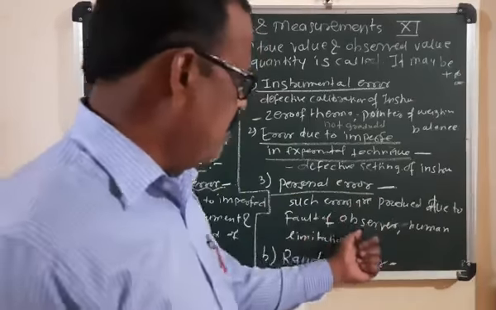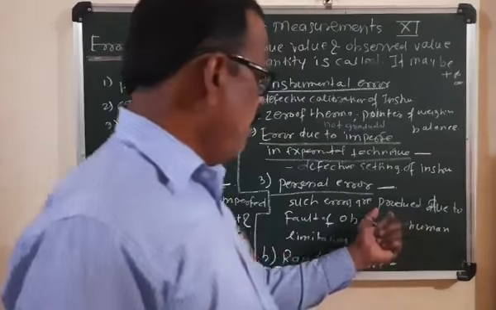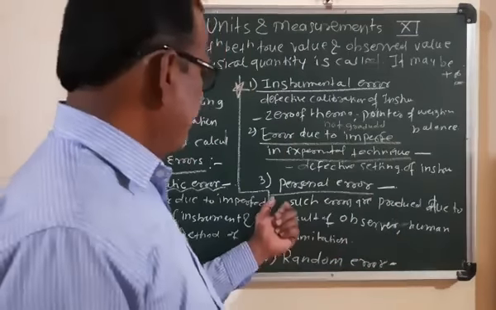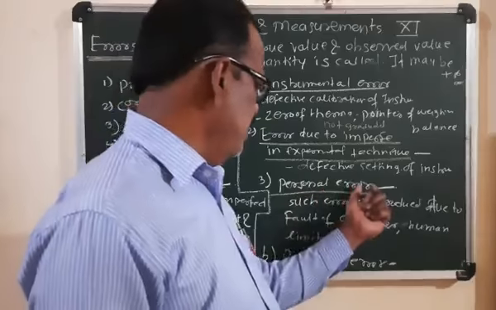Faulty observation, faulty reading recordation is called the personal error.